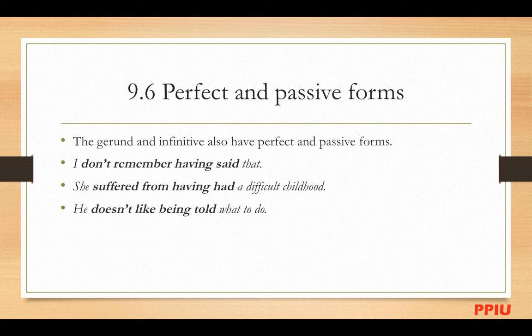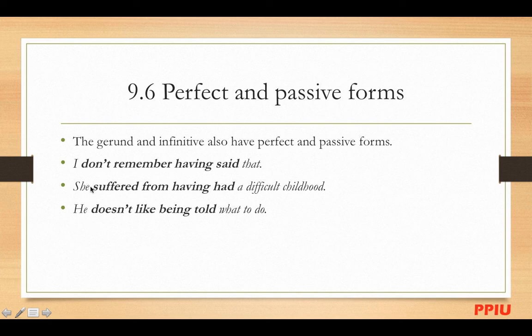I think this is the last point in our grammatical structures, the perfect and passive form. In this chapter, the book just mentions a little bit about perfect and passive forms. Gerund and infinitive also have perfect and passive forms. For example, I don't remember having said. Having said is the perfect form.